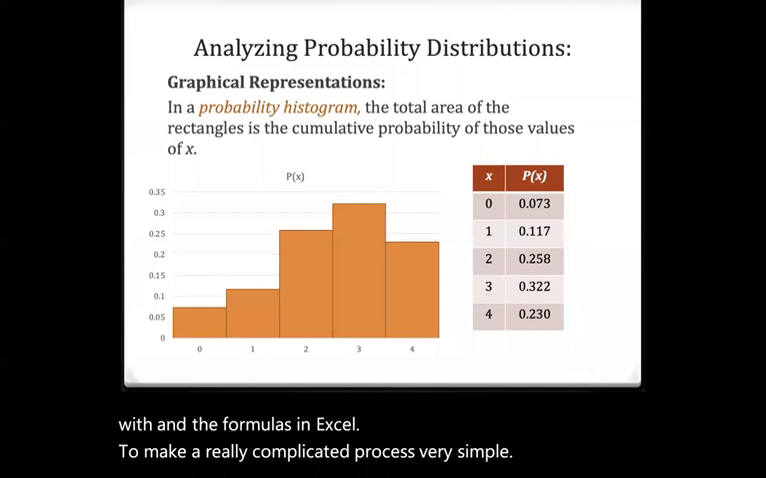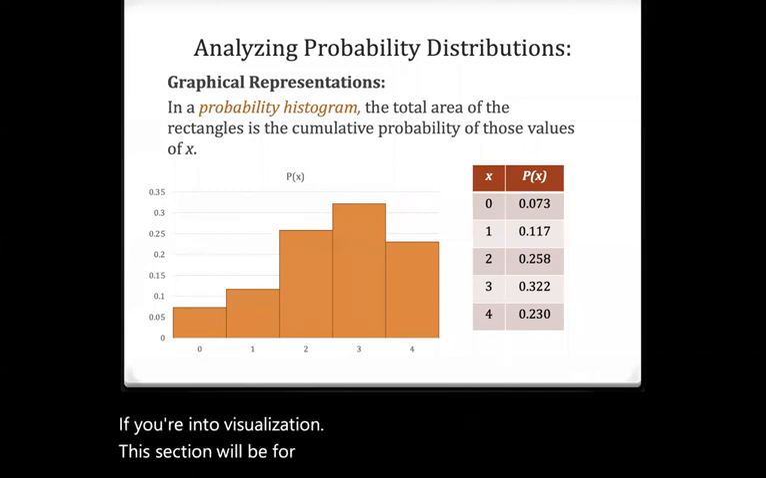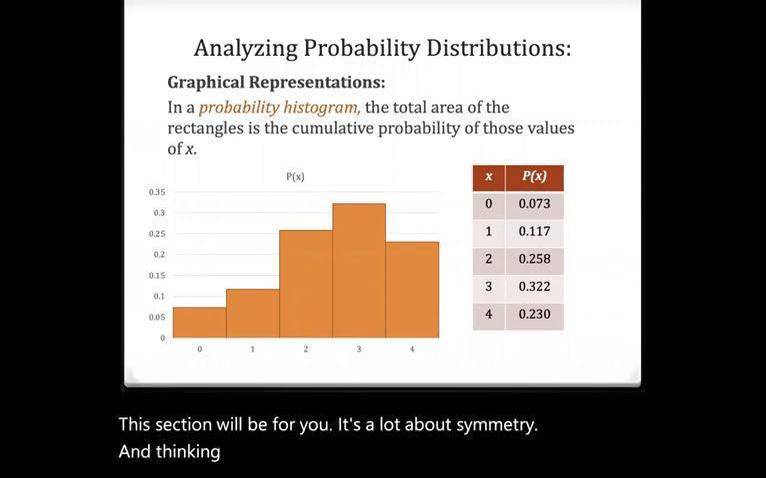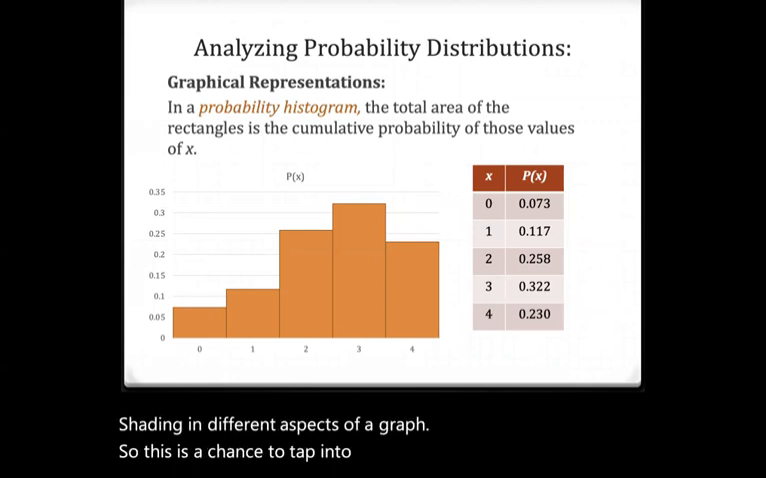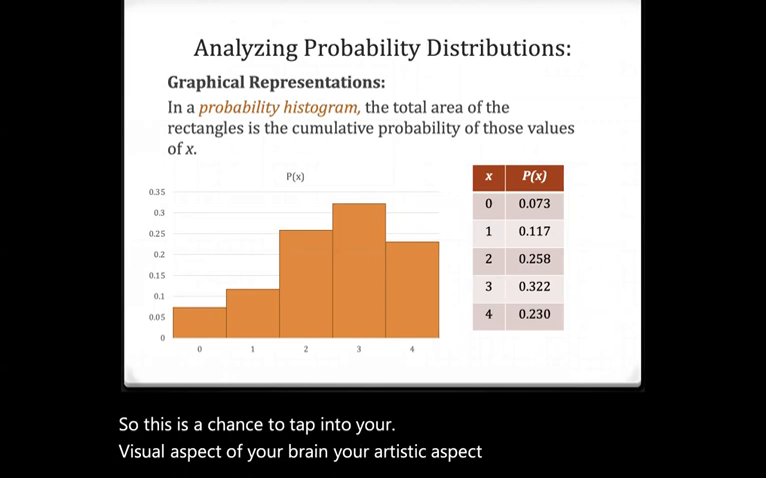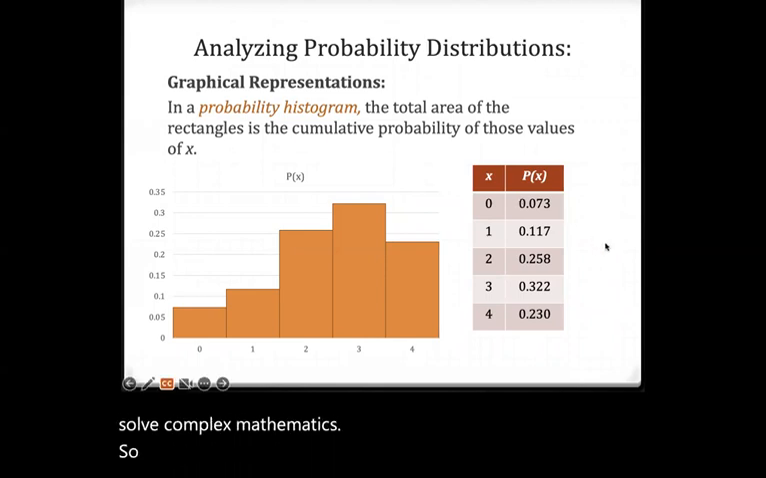If you're into visualization, this section will be for you. It's a lot about symmetry and thinking about shading in different aspects of a graph. So this is a chance to tap into your visual aspect of your brain, your artistic aspect, and utilize that to solve complex mathematics. So your chance is coming up soon.